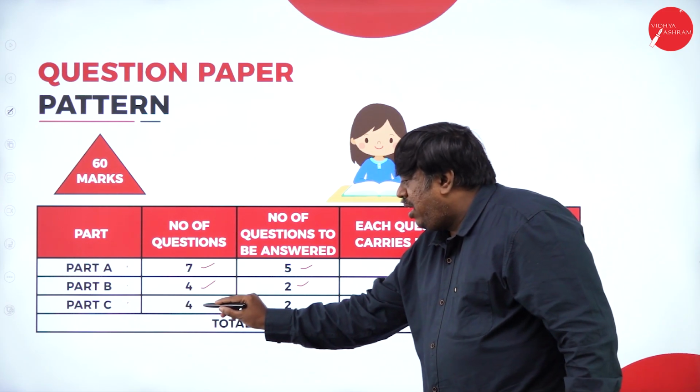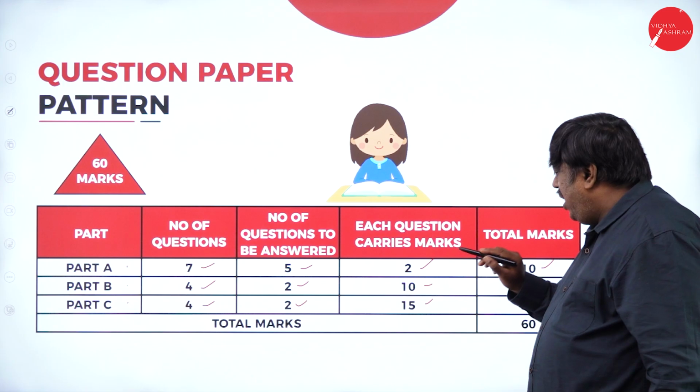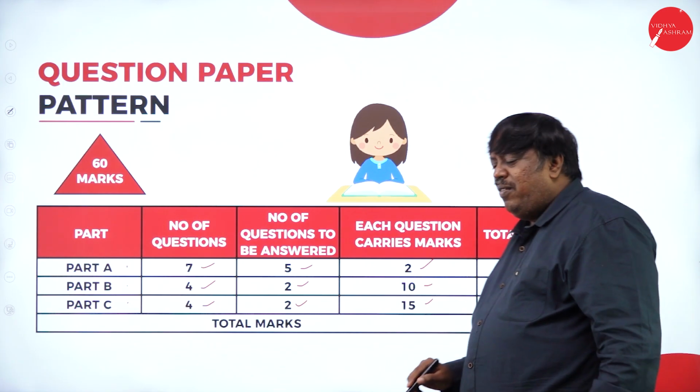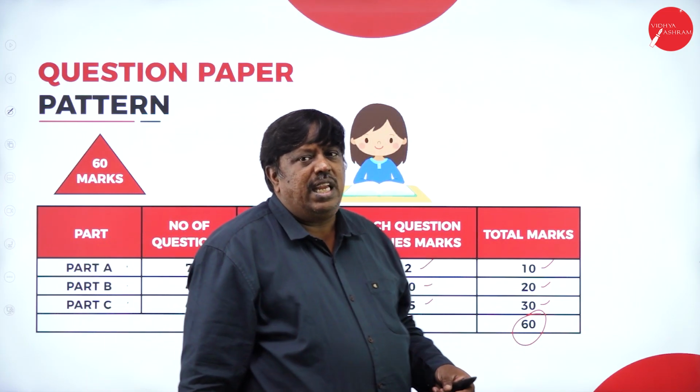In Part C, there are 4 questions, of which I have to write only 2. Each question carries 15 marks and the total is 30. The total is 60 marks for the written examination, and 40 marks are internal.